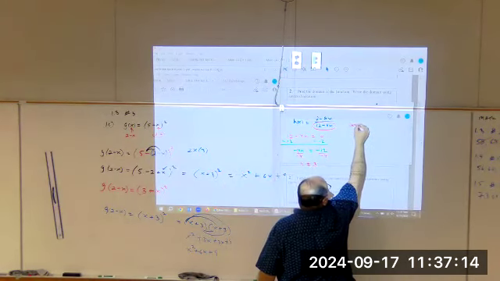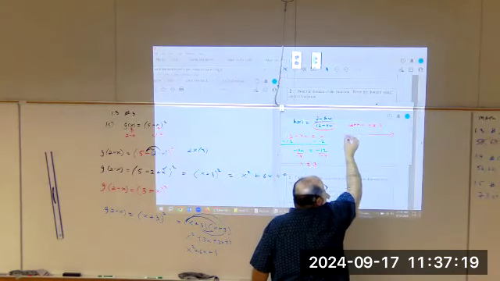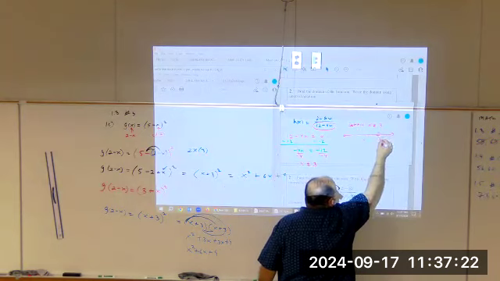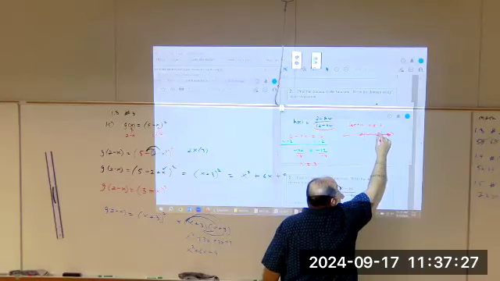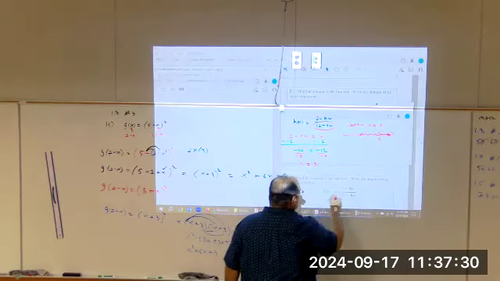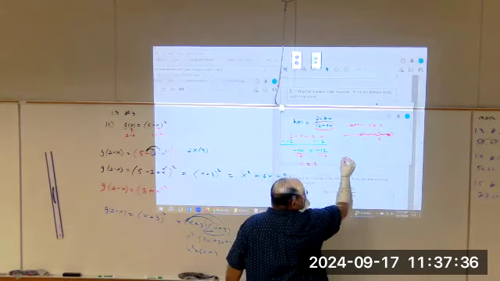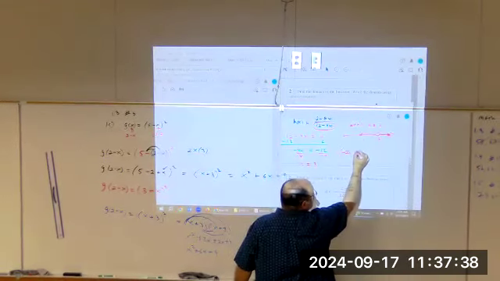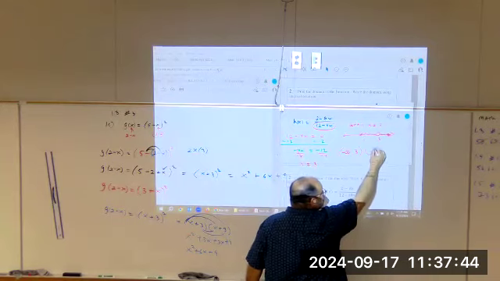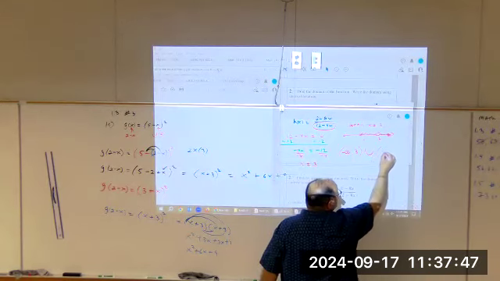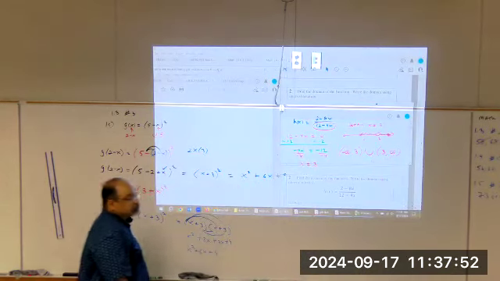So the domain: x better not be a 3. The number line would be an open circle on the 3 and everything else. Again, you don't have to do the number line thing, I'm just doing it for the visual. At the bottom of the box, you have to write the domain using interval notation. Everything from negative infinity all the way to 3, parentheses, because it's not equal to it, union, joined together with everything from 3 to positive infinity. From left to right.